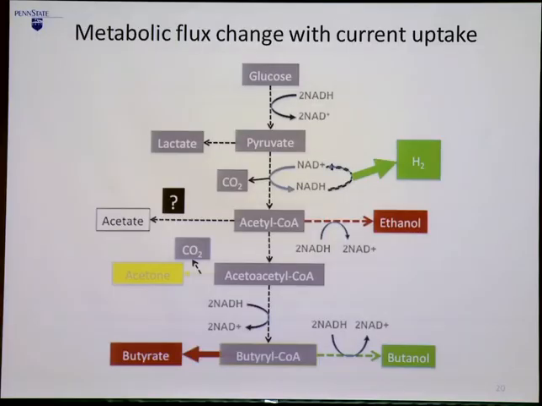As a summary of the change of the metabolic flux with the current uptake, we have found increased production of hydrogen and butanol, which both require electron consumption, but decreased ethanol and butyrate production. The acetone production, which does not involve electron consumption from acetyl-CoA, did not show much difference. Unfortunately, we cannot quantify the acetate concentration to give a closed electron balance.